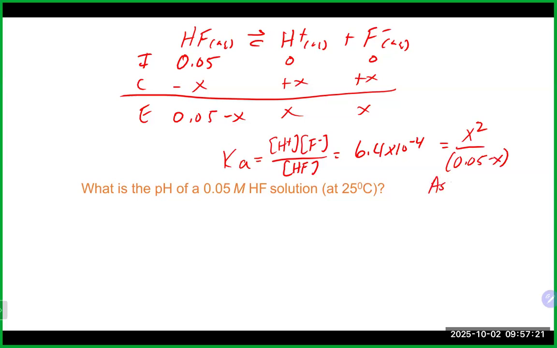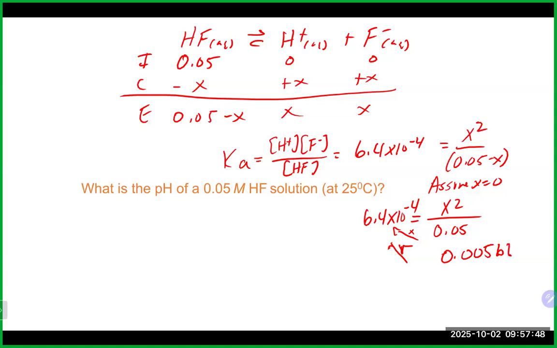And we assume x is equal to 0 here. And that gives us x squared over 0.05 equals 6.4 times 10 to the minus 4, multiplying, and then square rooting afterwards. And that will get us here, something like 0.00566. And again, if we check it at this point, we take that and we divide it by 0.05 and times it by 100 to check our assumption.